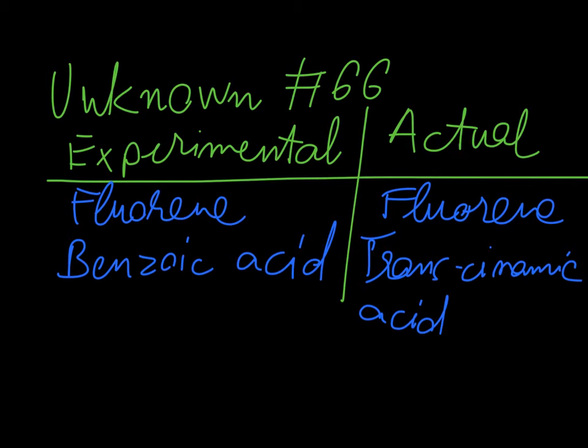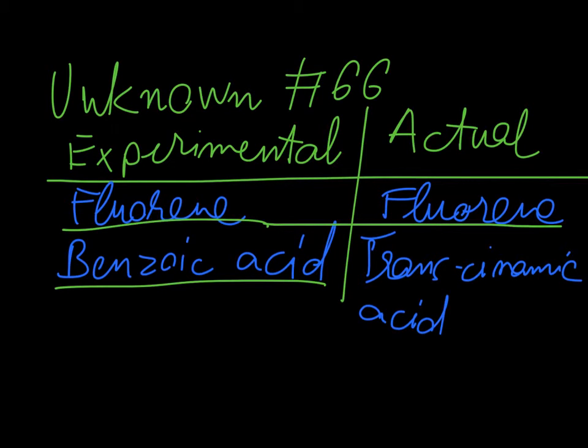For my unknown 66, I was able to obtain two compounds which are fluorene and benzoic acid by measuring their melting points and comparing them to the melting points reference table. I was able to correctly identify the fluorene. However, for my benzoic acid, it was not correct. The actual compound was tranexamic acid.